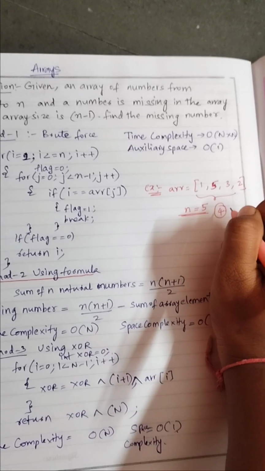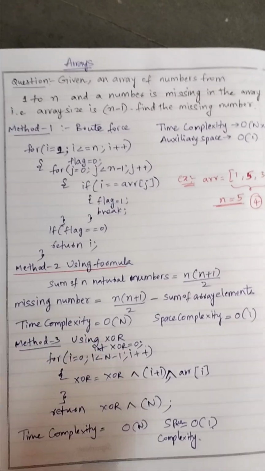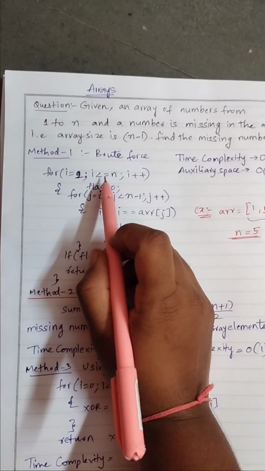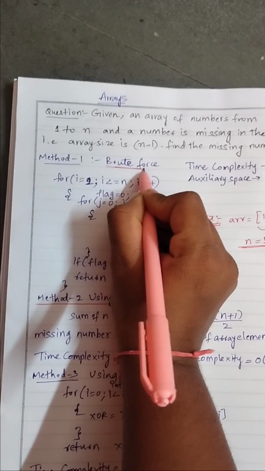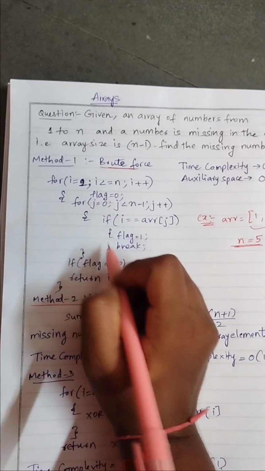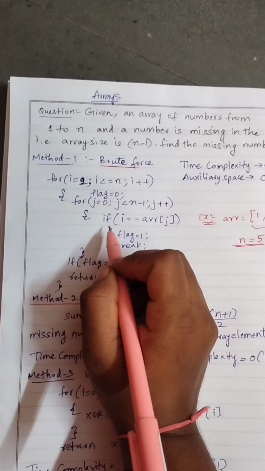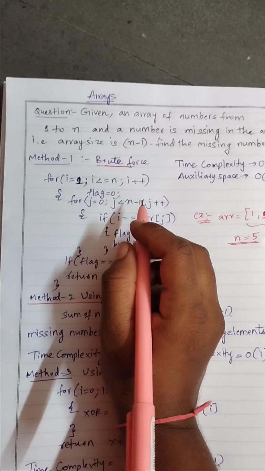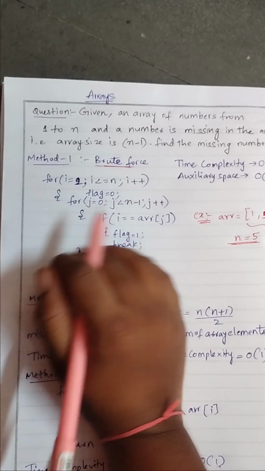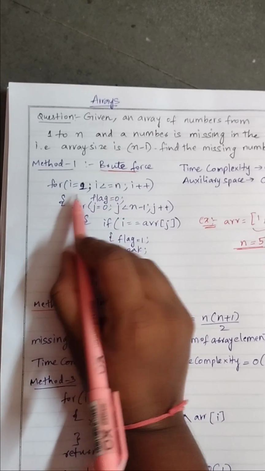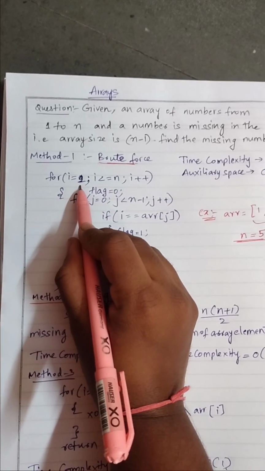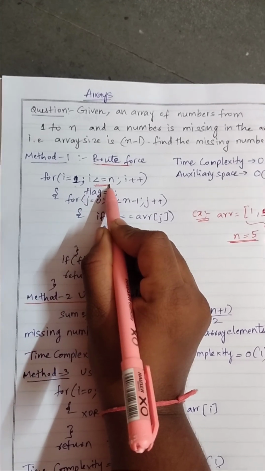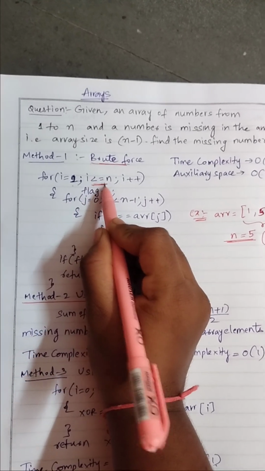So how to find it? There are three methods to solve this problem. Let us go with the first method, the brute force method. In this, we check every number and compare it with the natural numbers in sequence. See here, starting from i equal to 1 to i less than or equal to n. Why less than or equal to n? Because n is the given number.